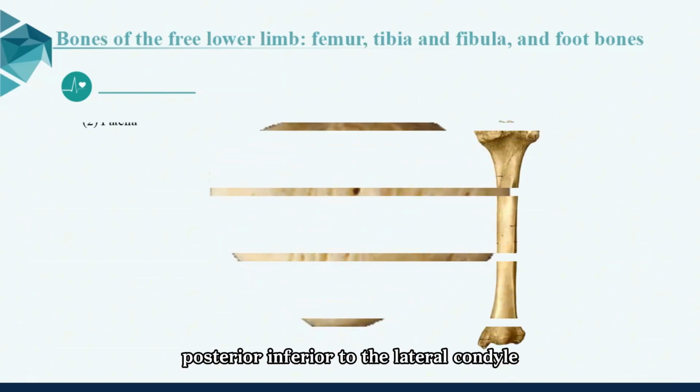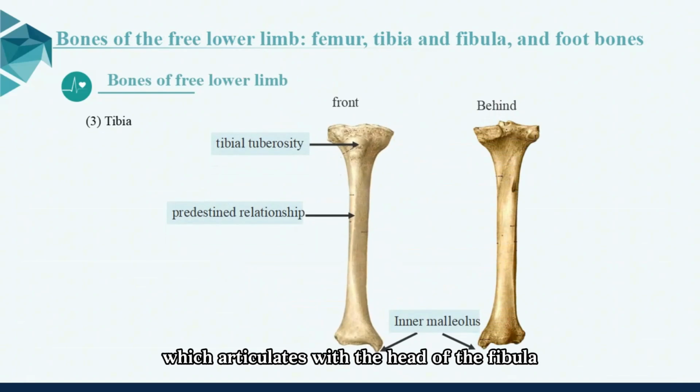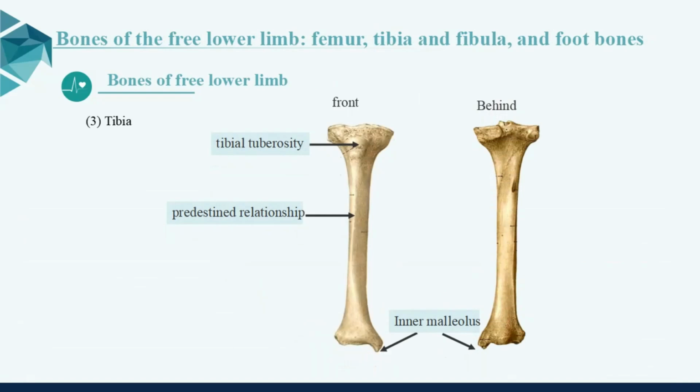Postero-inferior to the lateral condyle is a facet for the fibula, which articulates with the head of the fibula. Anterior on the proximal end is the tibial tuberosity. The medial and lateral condyles and the tibial tuberosity are all palpable.